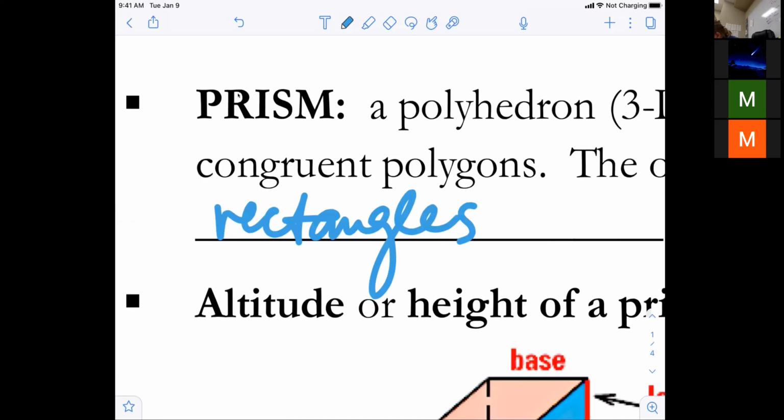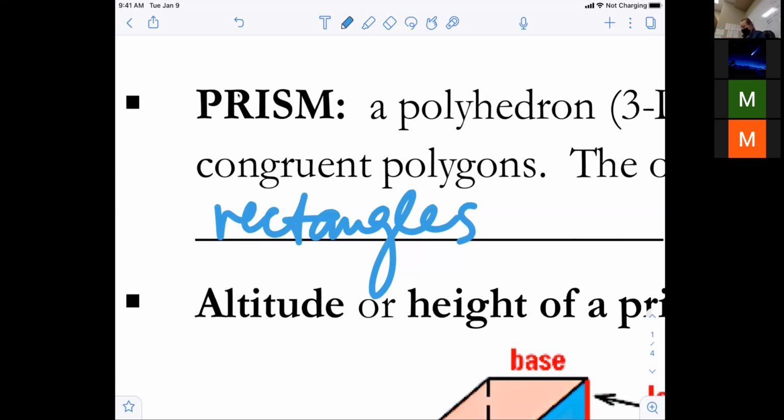I think a good example of this is a tissue box. My bases are the squares that are the ends of the tissue box. I've got two, one on each side. And then the other four are all rectangles that connect my bases together.